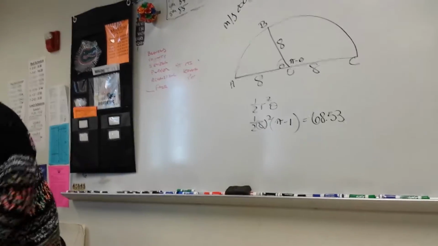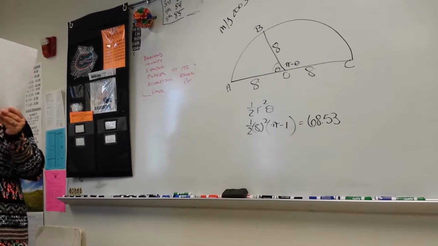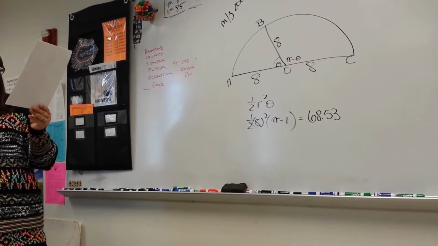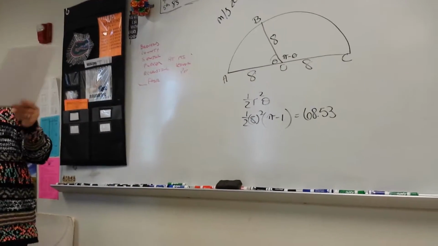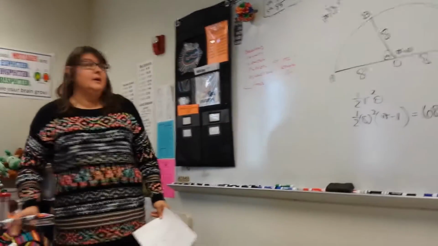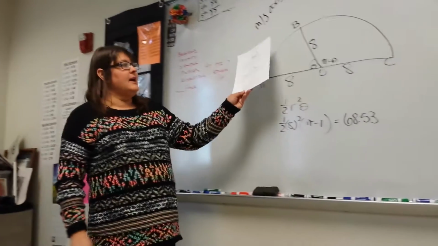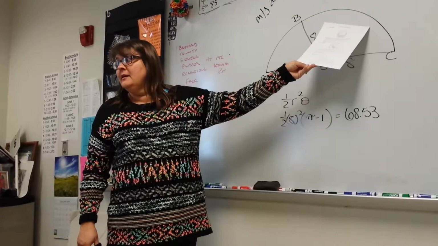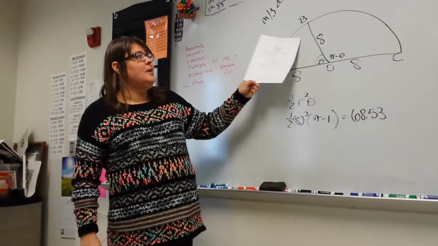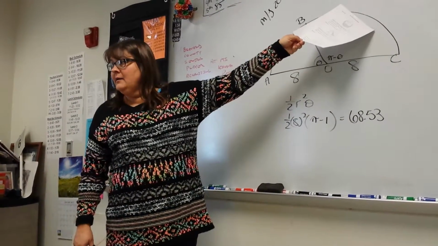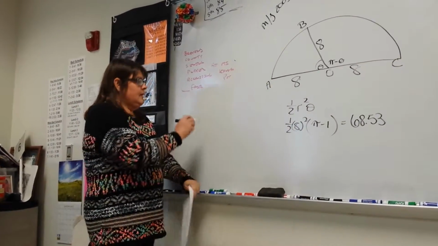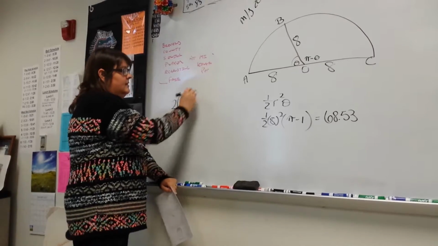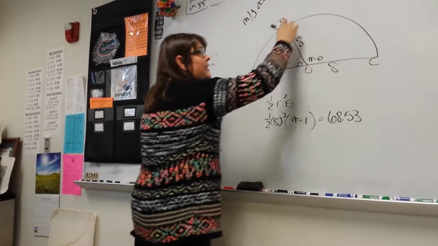Okay, the next one. Find the value of theta for which the perimeter of the sector AOB is 1/2 the perimeter of the sector BOC. So the perimeter of this guy is half the perimeter of this guy. Do you agree if I double this one, I get this one? So 2 times this is going to be equal to that.